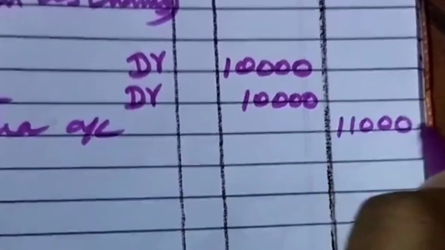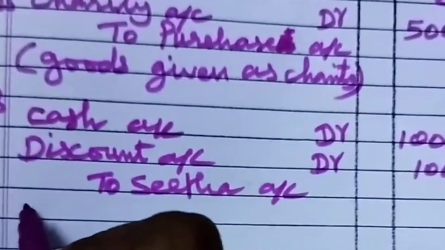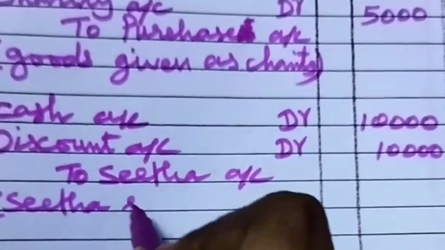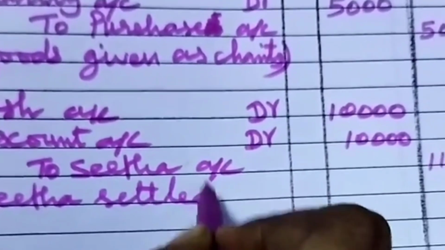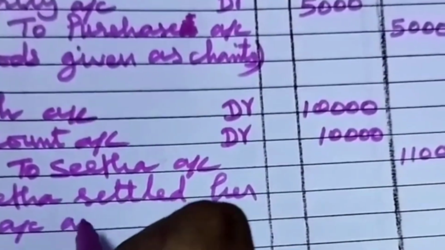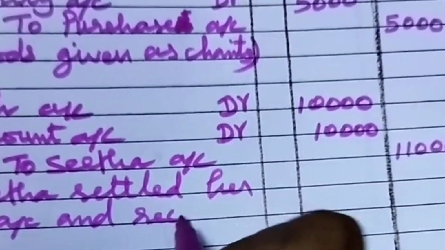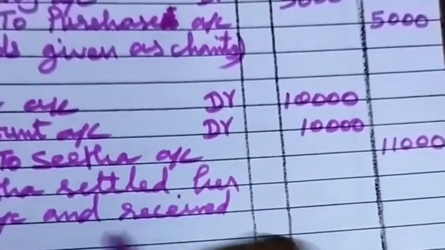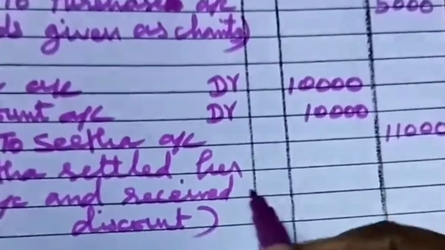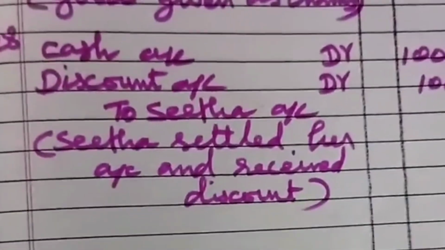So what is the narration? Sita settled her account and received discount. That's all. Now go to the next transaction.